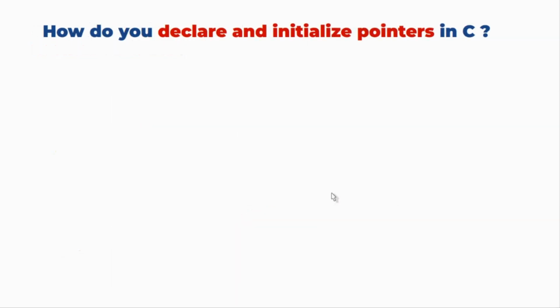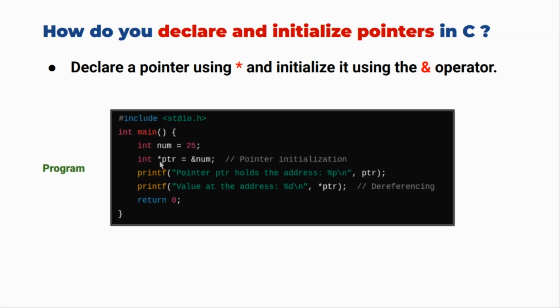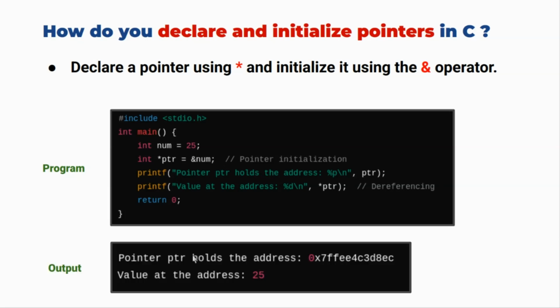How do you declare and initialize pointers in C? We declare a pointer using star and initialize it using the address-of operator, as you have seen in the earlier example. Here in this program we have int num equal to 25. It is an integer variable, and int *ptr is a pointer, and the address of num is assigned to this pointer. So this is how we initialize a pointer. Here pointer ptr holds the address of num, and the value at that address is this 25, which is printed by dereferencing the pointer using the star operator. *ptr gives the value stored at that location.